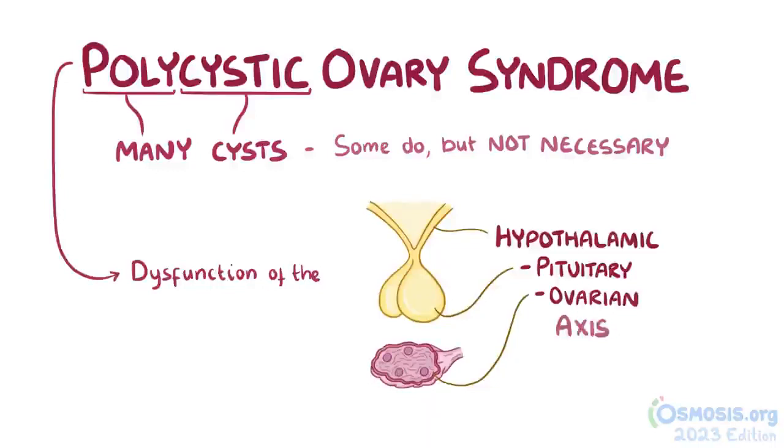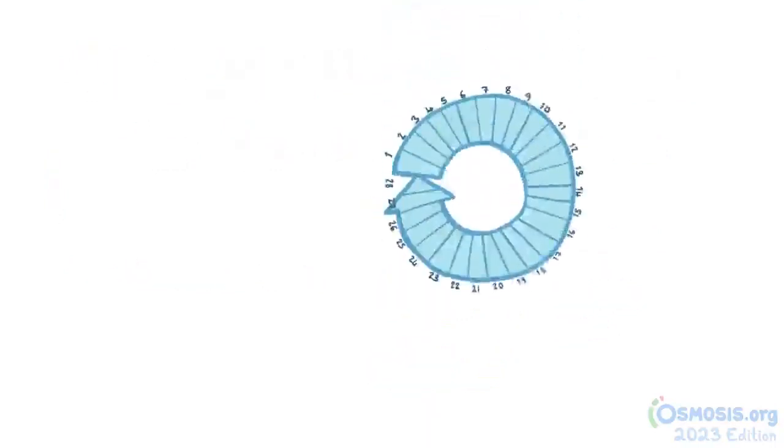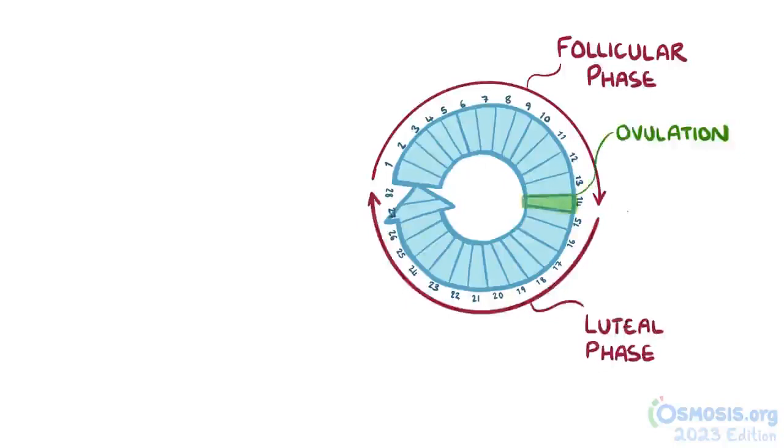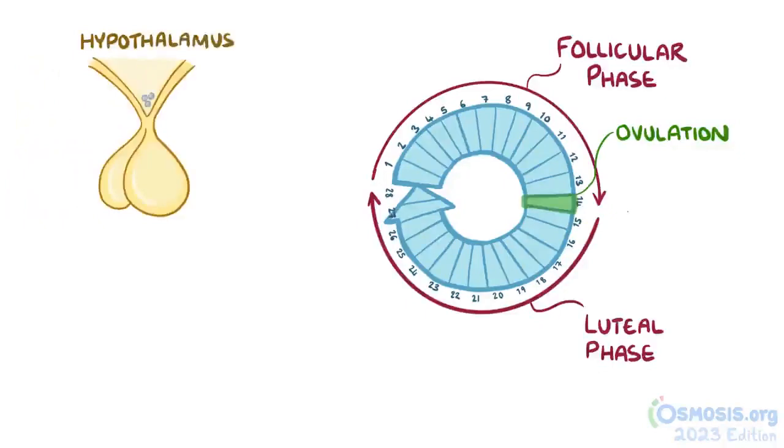the menstrual cycle. A normal menstrual cycle can be divided into two phases: the follicular phase, which takes place before ovulation, and the luteal phase, which takes place after ovulation. During the follicular phase, the hypothalamus secretes gonadotropin-releasing hormone, or GnRH. GnRH makes the anterior pituitary gland secrete two other hormones, called gonadotropins, in roughly equal amounts, which it releases in pulses. One of these gonadotropins is luteinizing hormone, or LH. The other is follicle-stimulating hormone, or FSH.